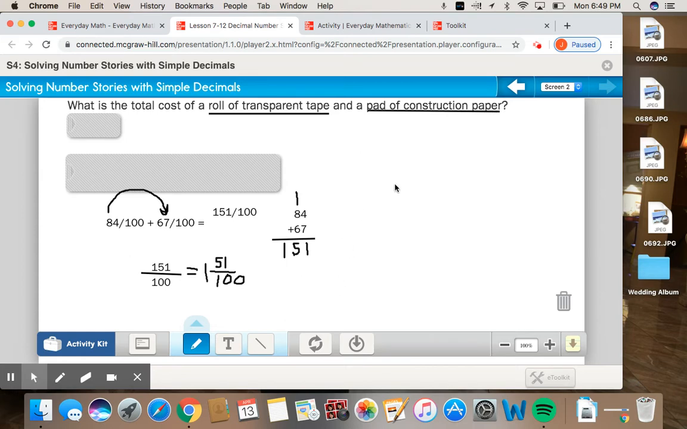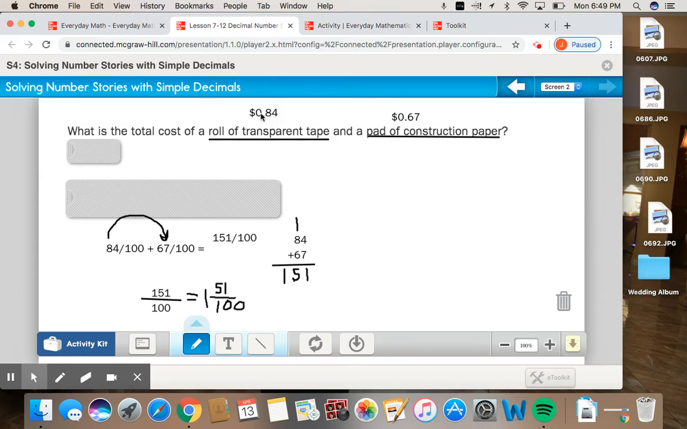Well, let's take a look at it the other way. Let's set this up. Let's line up our numbers and our decimal point. I'm going to do that over here. All right, let's see. 84 cents plus 67 cents.